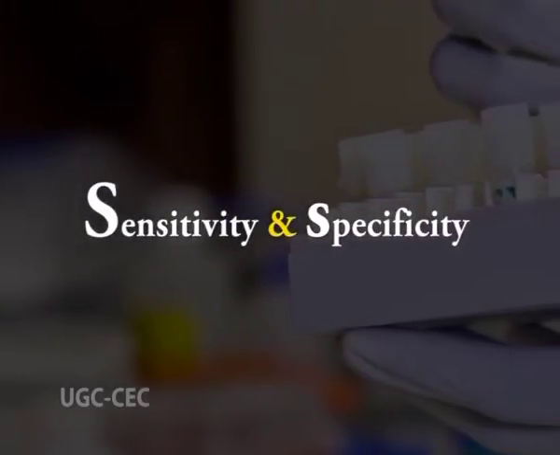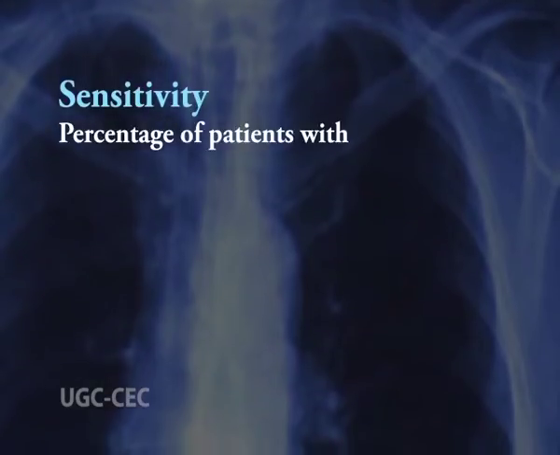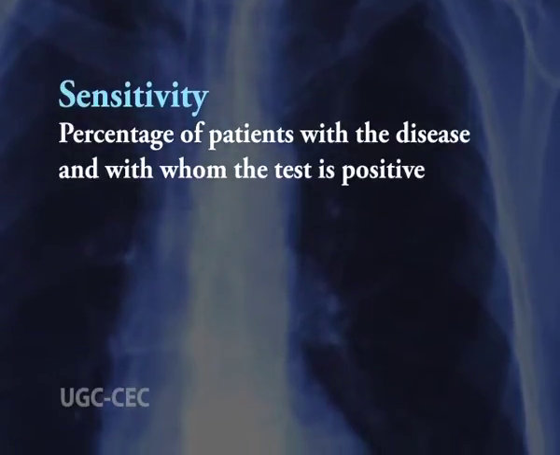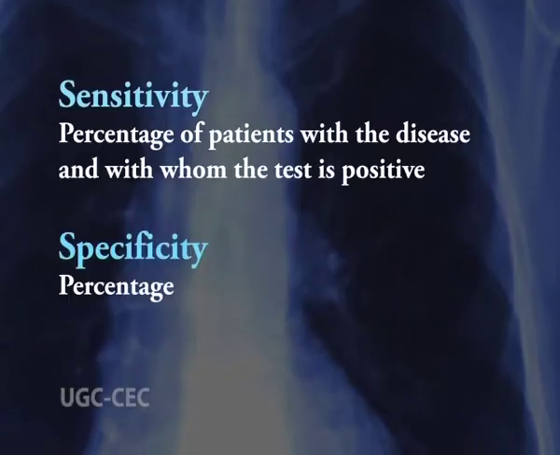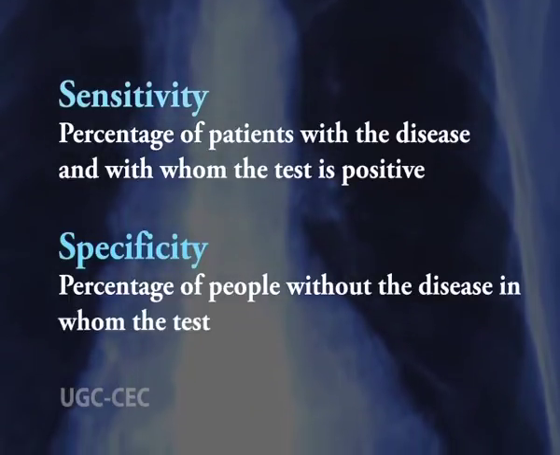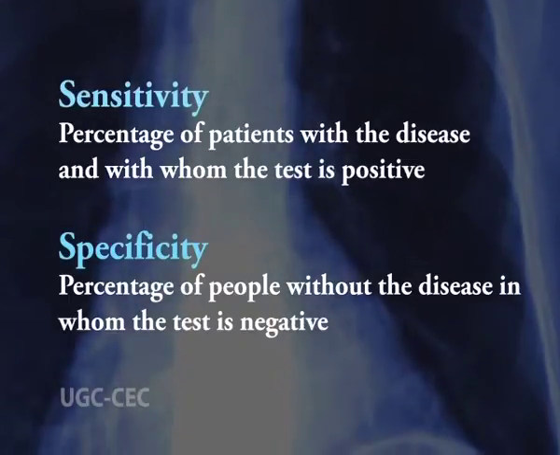Sensitivity and specificity. By sensitivity, we mean the percentage of patients with the disease in whom the test is positive, while by specificity, we mean the percentage of people without the disease in whom the test is negative.